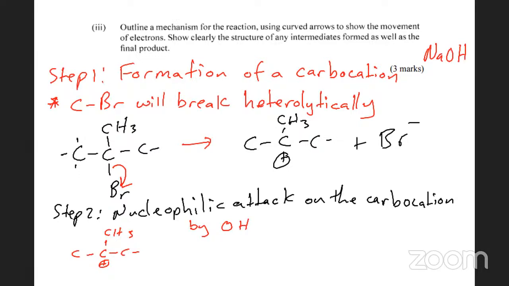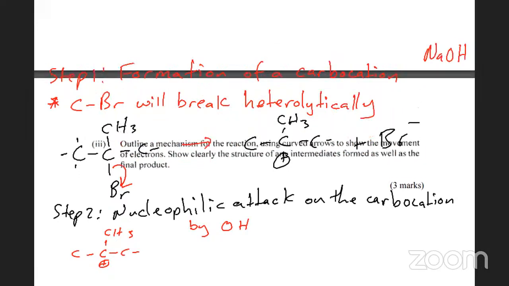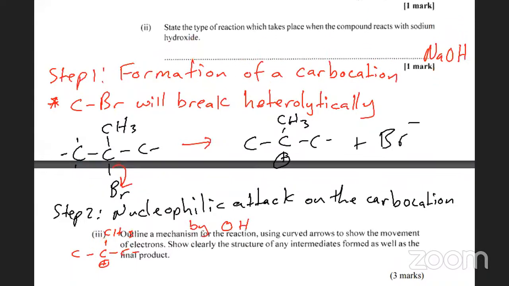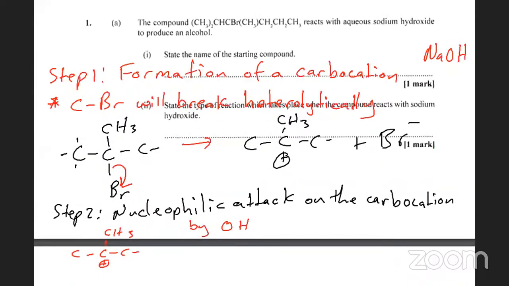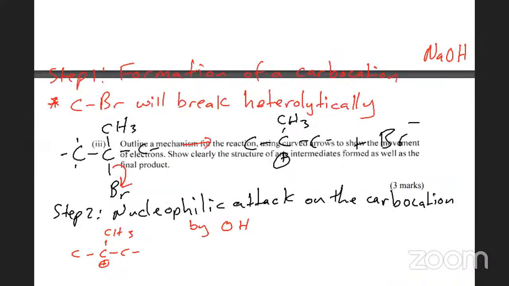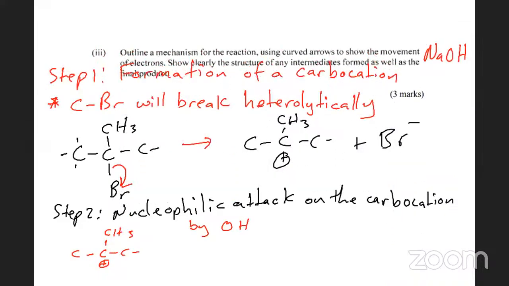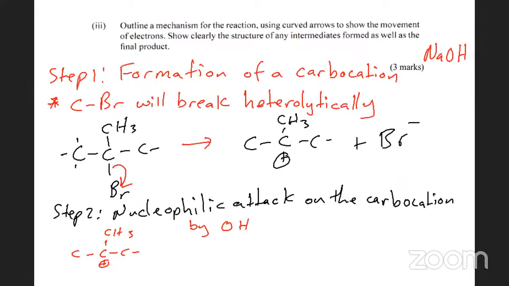Let me just scroll back up. Where was it? Right, sodium hydroxide. So it is the hydroxide ion of sodium hydroxide that will act as the nucleophile, not the bromide ion. And the negative charge is actually on the oxygen, and that is why you would end up with an alcohol.